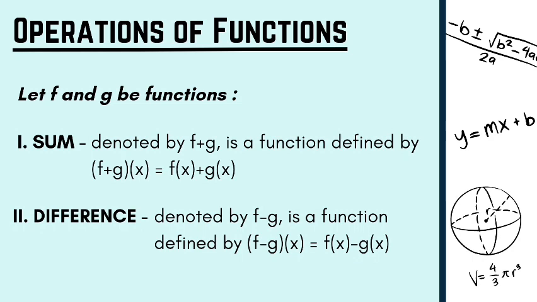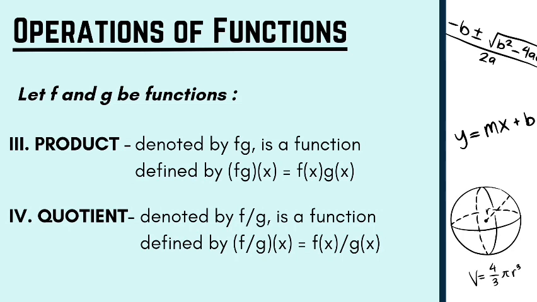The first condition is their sum, denoted by f plus g, is a function defined by f plus g of x is equal to f of x plus g of x. The second condition is their difference, denoted by f minus g, is a function defined by f minus g of x is equal to f of x minus g of x.